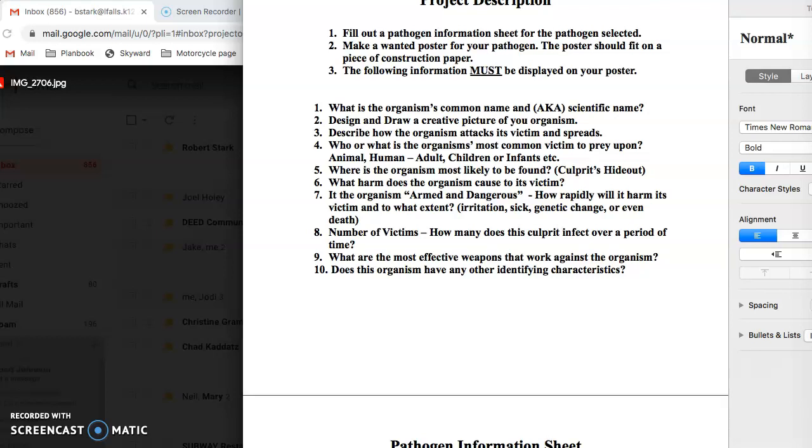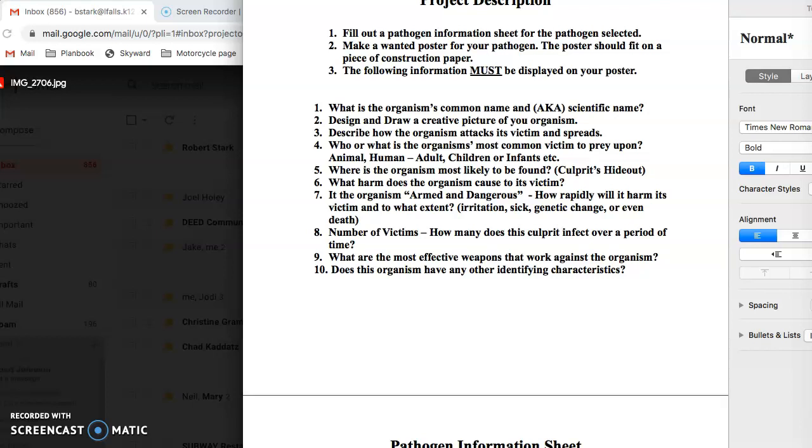For certain bacteria, there are antibiotics. For certain viruses, there are medicines called vaccines that we can take to prevent us from getting certain viruses. That's the kind of information we're looking for here. Specifically, what is the antibiotic, and specifically, what is the vaccine?